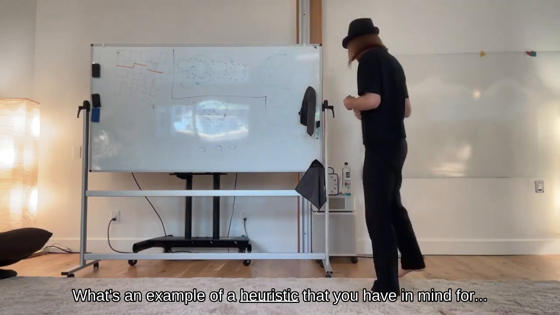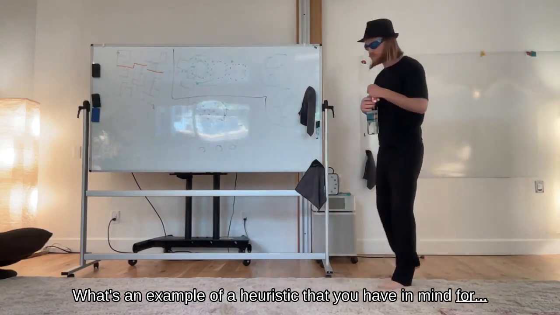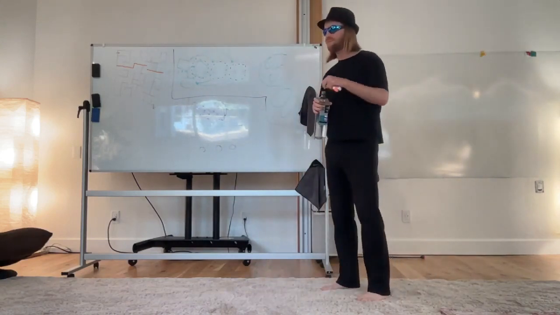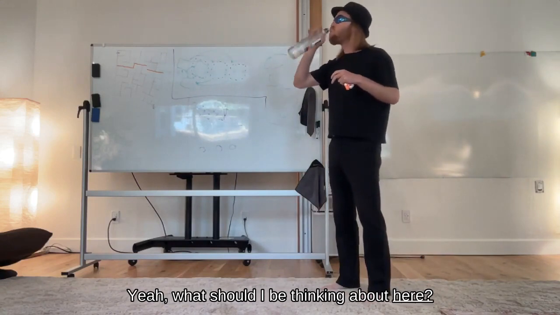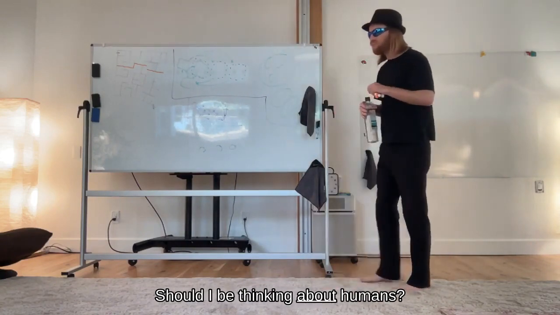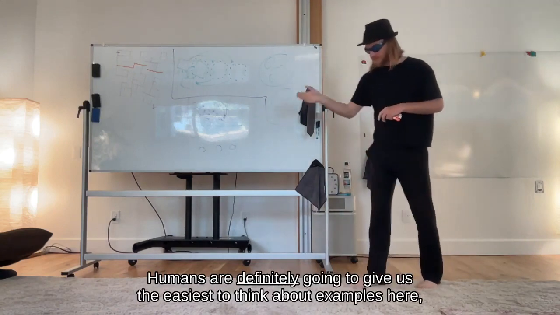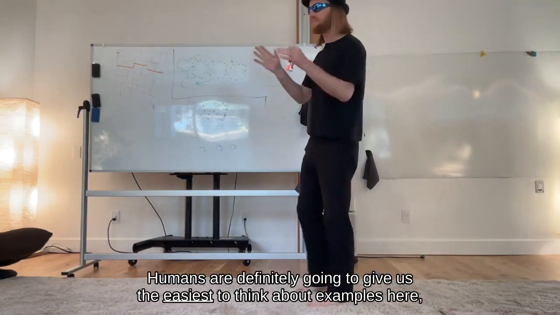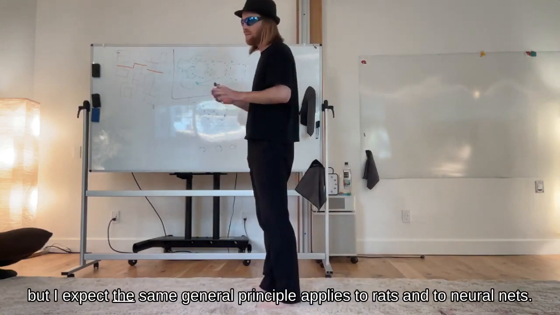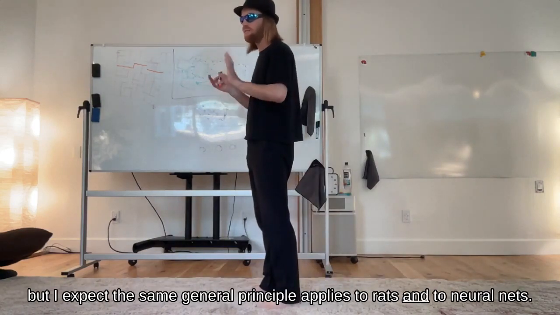What's an example of a heuristic that you have in mind? What should I be thinking about here? Should I be thinking about neural nets? Should I be thinking about humans? Should I be thinking about rats? Humans are definitely going to give us the easiest examples to think about, but I expect the same general principle applies to rats and to neural nets.